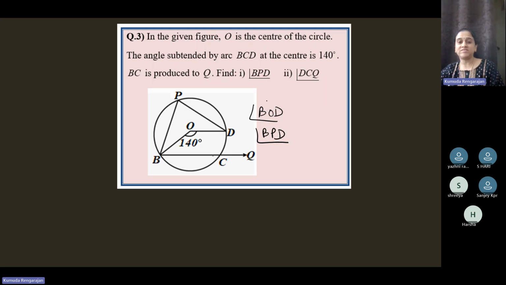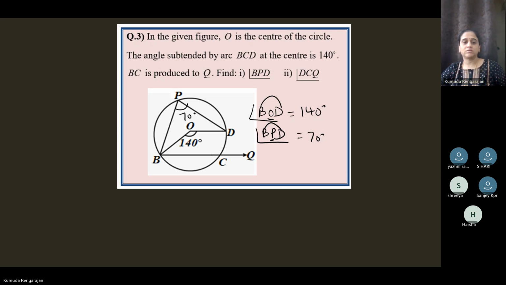BPD. So can we see BD? These angles are made with the same arc BD. One is at O, one is at P. So BOD is double, right? So how much is BPD then? 70. Correct? So BPD is 70. And then DCQ is 70.